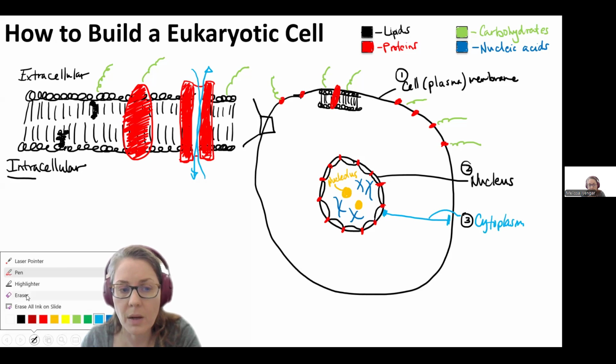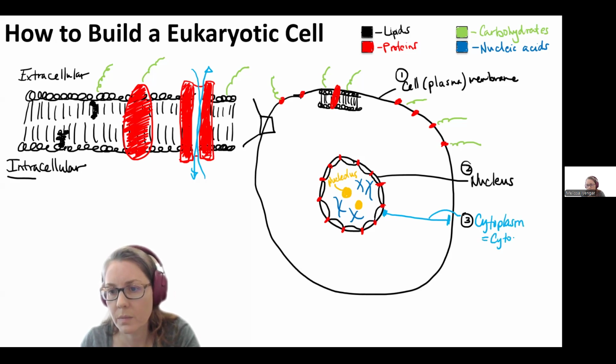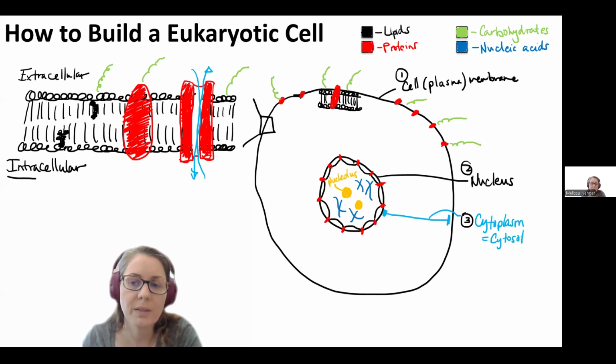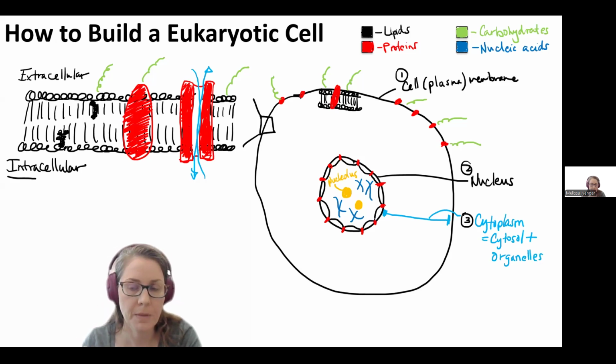Cytoplasm is made up of a substance called cytosol. Sol just means solution. Cyto means cell. So this is telling you it's a cell solution. So water plus dissolved substances plus the organelles. That's why it's an area. That's where I'm going to draw all of my organelles.